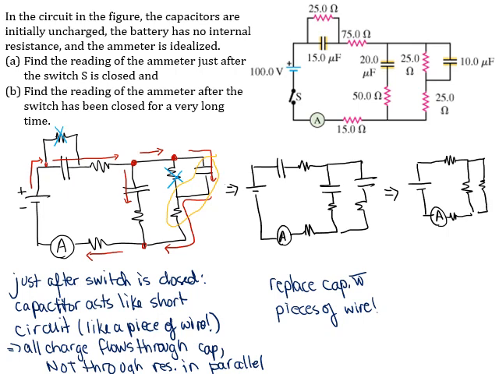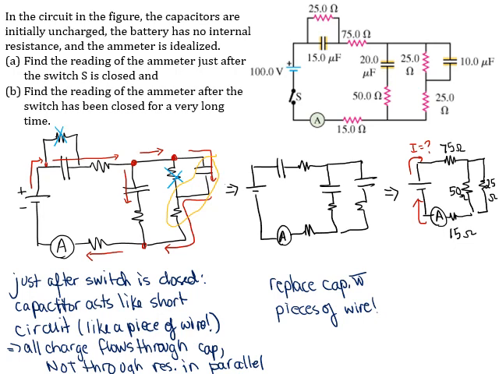I'm going to label in my resistances here now. So I've got a 15 ohm resistor on the bottom. I've got a 75 ohm resistor on the top. And I've got a 50 ohm resistor in the middle. And I've got a 25 ohm resistor on the outside. Our question is asking, what is the current flowing through the ammeter? So that would be the current that comes out of the battery or the current that goes back in.